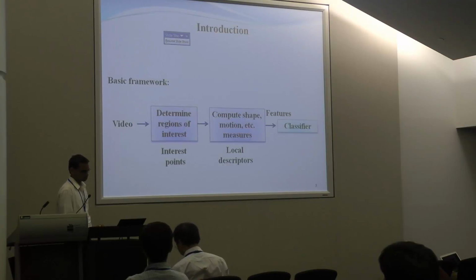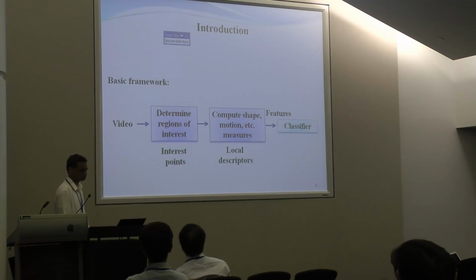The basic framework for action recognition is: you have a video, you run detection to determine some regions of interest, that is the interest points, and then you compute some local descriptors around them. Essentially, they capture shape, motion, such kind of things, and then you construct a representation from them, and then you develop the classifier.